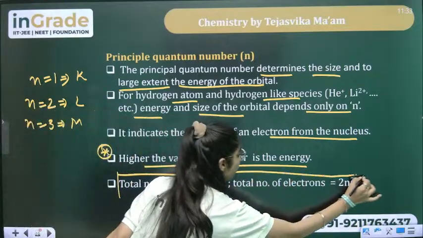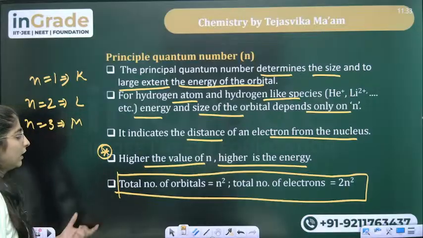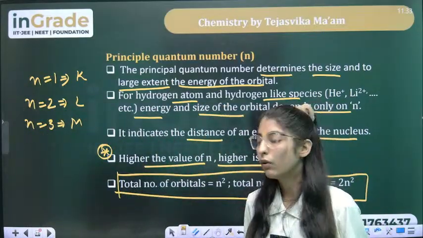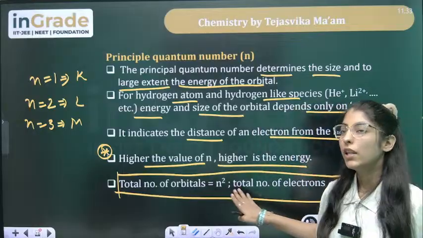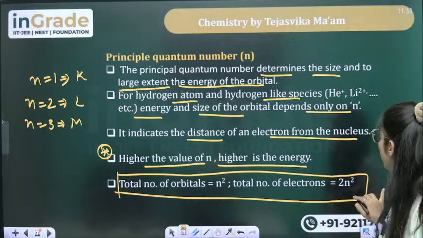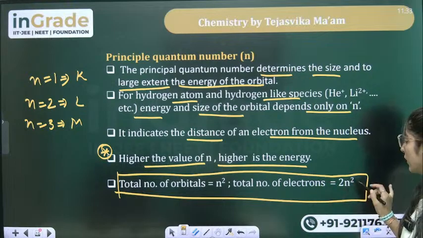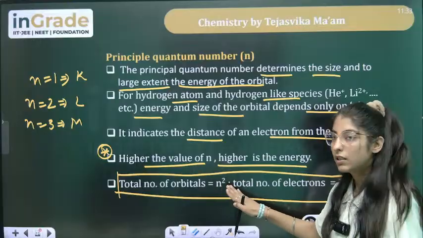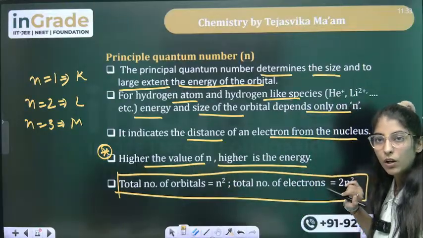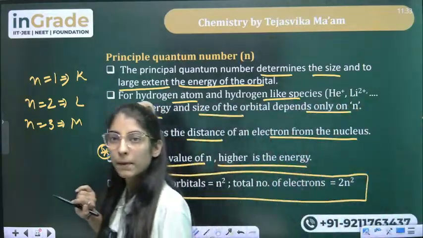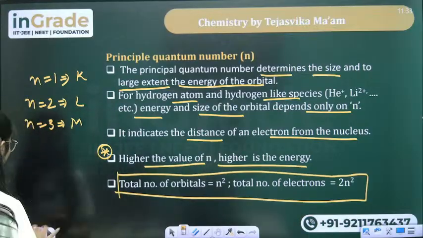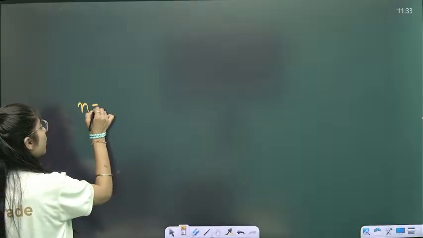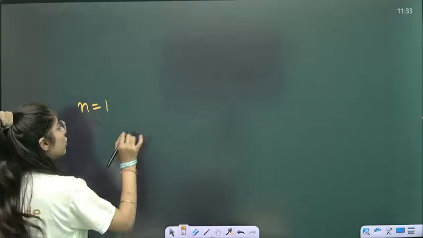You have to remember this point. It simply says if you have to find out the total number of electrons, how are you going to find it? You will simply apply this formula, which says 2n square, and the total number of orbitals is equal to n square. Okay. Let me give you an example.